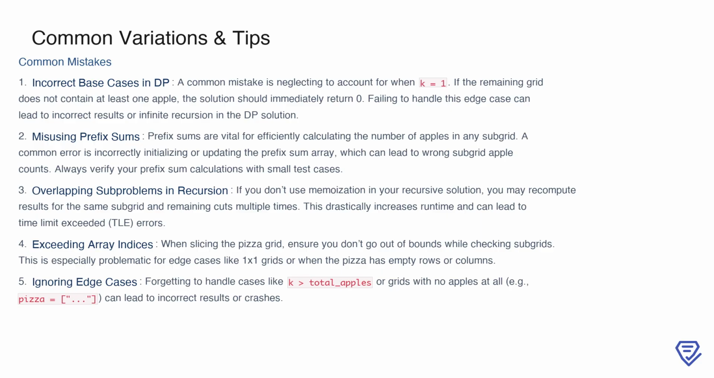On top of that, slicing the pizza grid improperly could result in out-of-bound errors, especially with edge cases like a 1x1 grid or when the pizza has empty rows or columns. Lastly, ignoring edge cases, such as when K is greater than the total number of apples or when the entire grid is empty, might cause crashes or incorrect results. These are all critical points to keep in mind as you implement your solution.